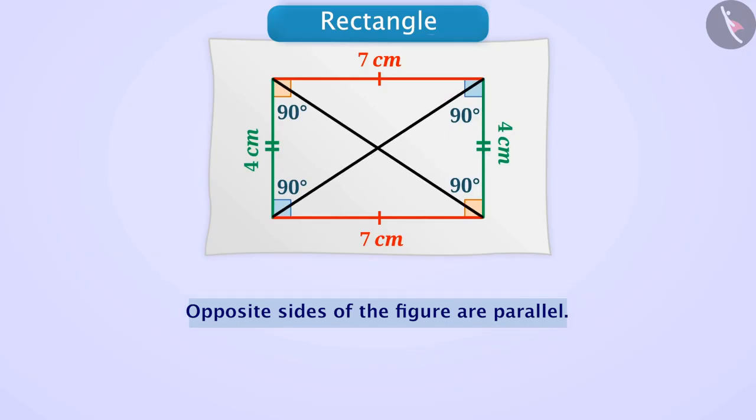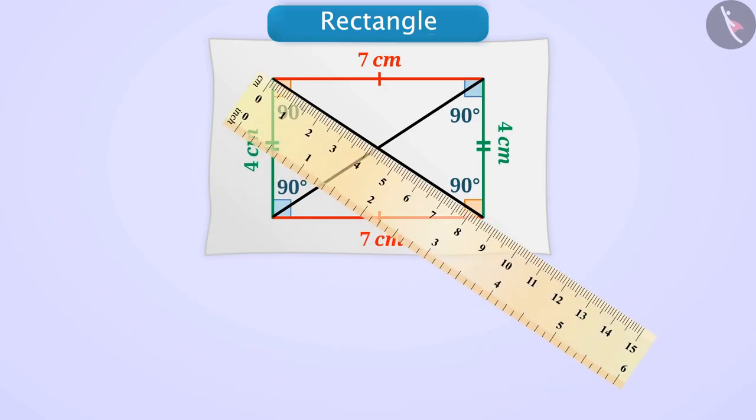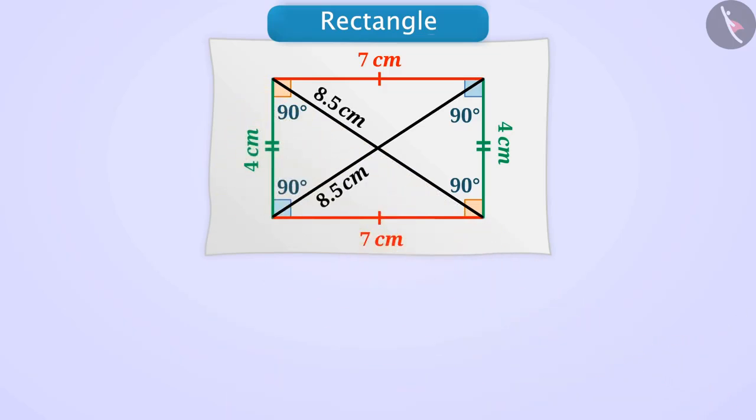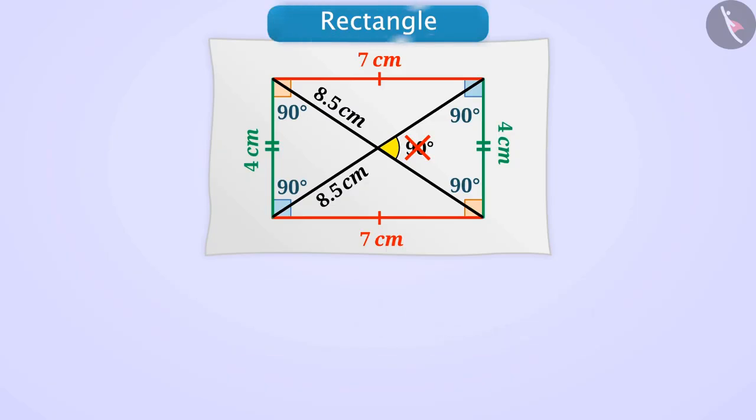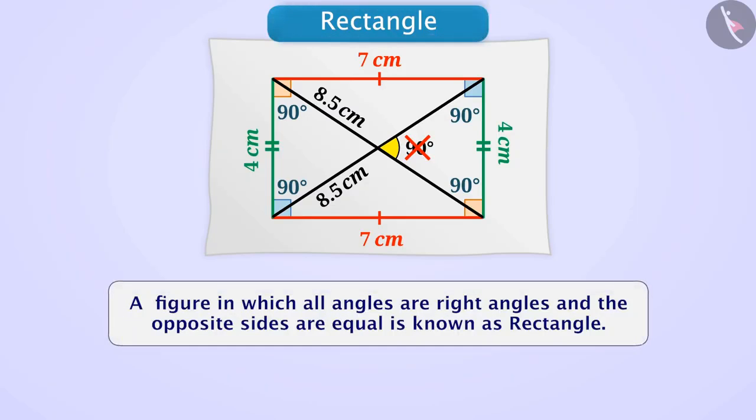If we make two diagonal lines and measure their length, we will find them to be equal. But they do not intersect each other at 90 degree, means they are not perpendicular. We call this figure as rectangle. Such figure in which all angles are right angles and the opposite sides are equal is known as rectangle.